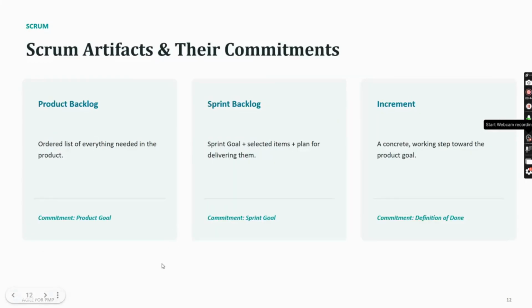The ordered list of everything needed in the product is called the product backlog. The commitment is the product goal, where the sprint backlog will have the sprint goal, selected items, and a plan for delivering them, and the increment is a concrete working step toward the product goal. So this is called the definition of done. So it will go in the incremental type. Agile is nothing but iterative and incremental. The changes will come and go. We keep on being incremented.